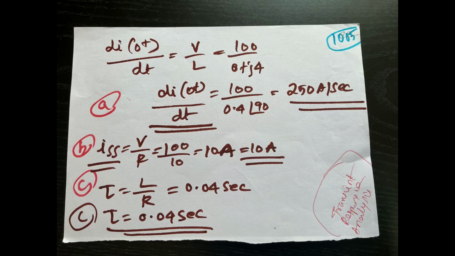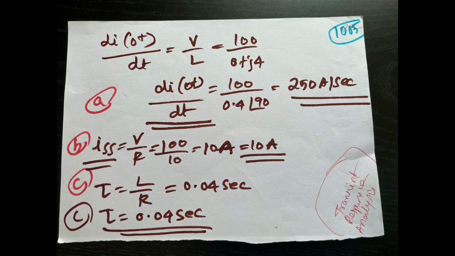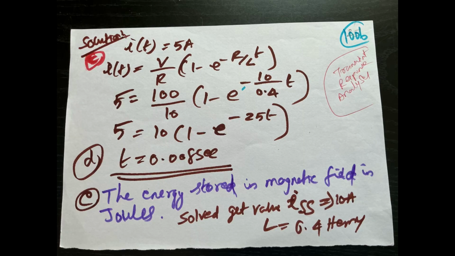The D part is given: time taken for the current to rise to half of the final value. The steady state current is 10 ampere, so half of the current is 5 ampere. Time taken for the current to rise to half of the final value: the steady state value is 10 ampere, so 10 divided by 2 is 5 ampere. That is an important question. The formula for i(t) is needed.